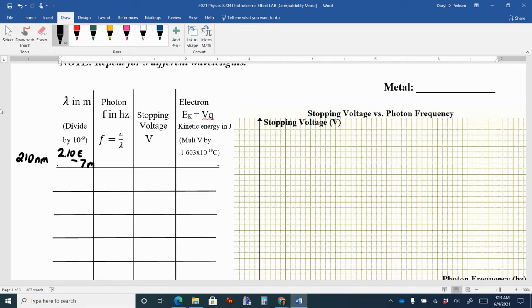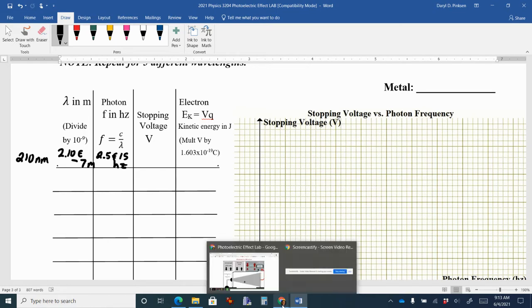I have to convert that lambda into a frequency because that's what we're dealing with. So you divide the speed of light, 3 times 10 to the 8, by 2.1 times 10 to the minus 7. That's going to give us the frequency of the photon, and here it's going to be 2.5 times 10 to the 15 hertz.